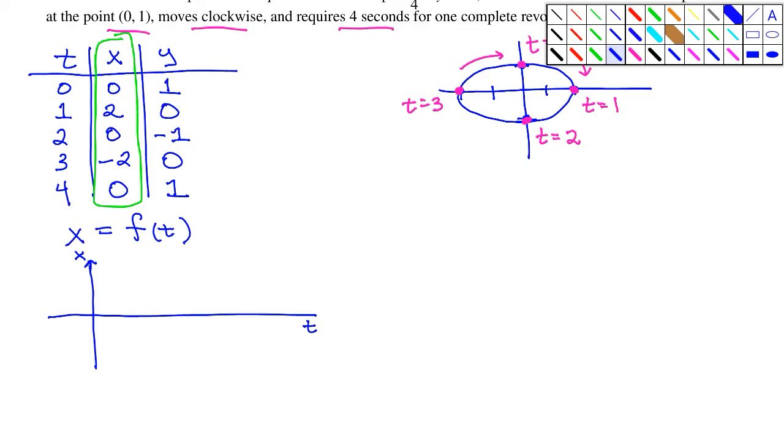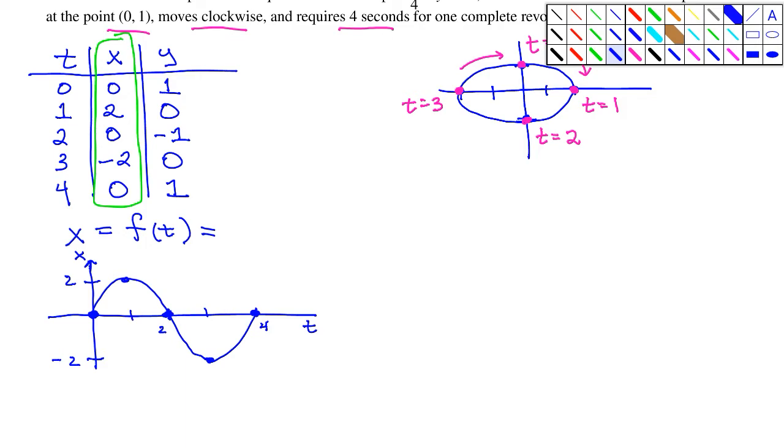So we have 0, 0, and then we have 1, 2, then we have 2, 0, then we have 3, -2, and then we have 4, 0. And look at that sinusoid right there. Beautiful. And then the question is, what graph is that? Well, first, we know it's going to be sine because it starts at the median, it starts at the origin here. So it's some sort of sine function.